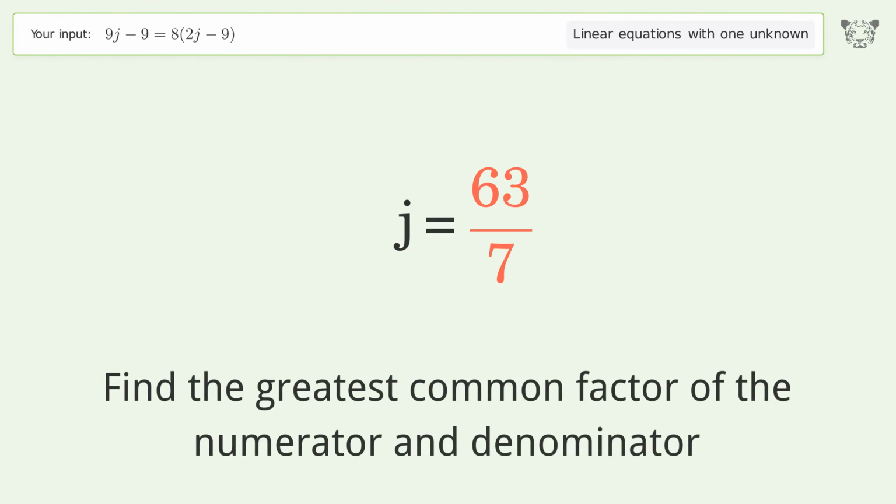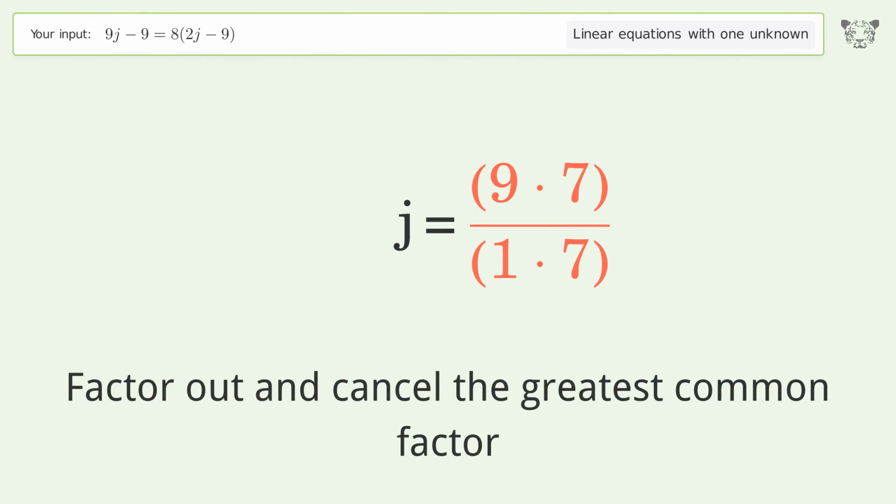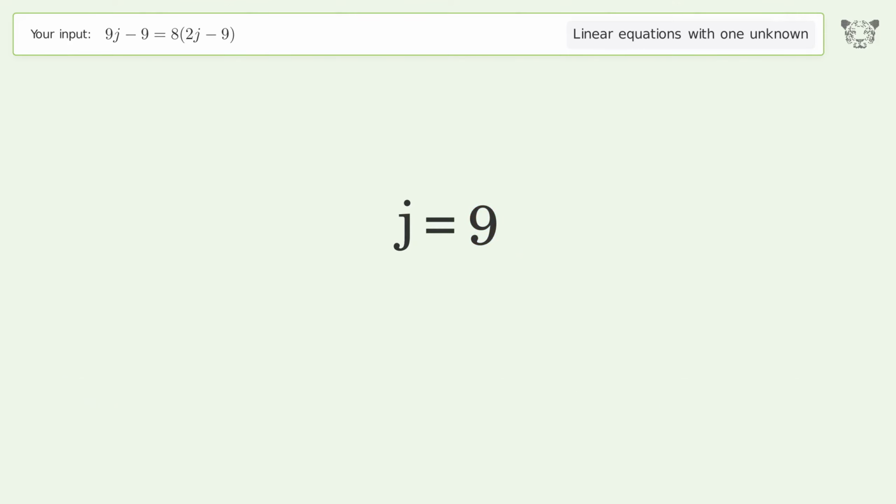Find the greatest common factor of the numerator and denominator. Factor out and cancel the greatest common factor. And so the final result is j equals 9.